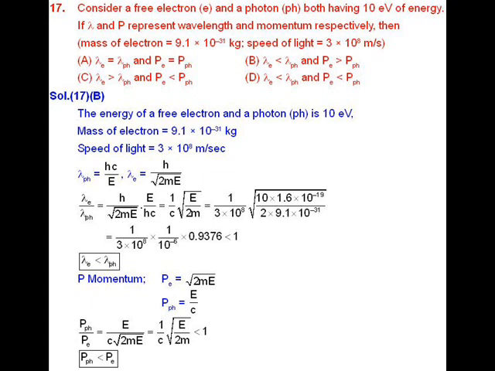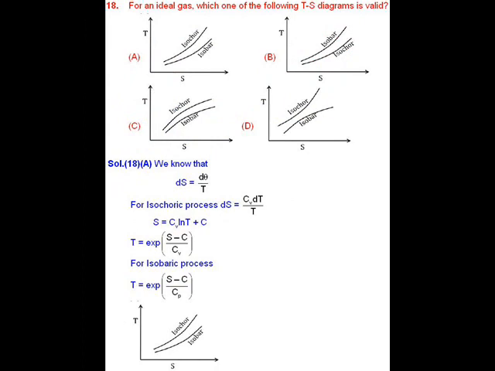So the wavelength of electron divided by wavelength of photon equals h divided by square root of 2mE multiplied by E divided by hc. That implies lambda E divided by lambda ph is less than 1. So the wavelength of electron is less than the wavelength of photon. And the momentum of electron is square root of 2mE and momentum of photon is E divided by c. So the momentum of photon divided by momentum of electron is less than 1. So again the momentum of photon is less than the momentum of electron. Option B is correct. Question number 18.